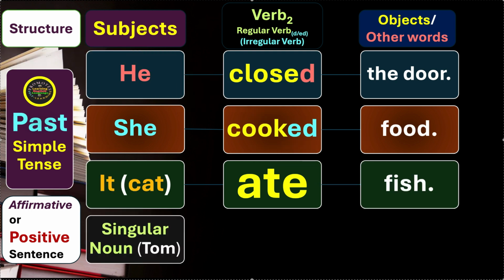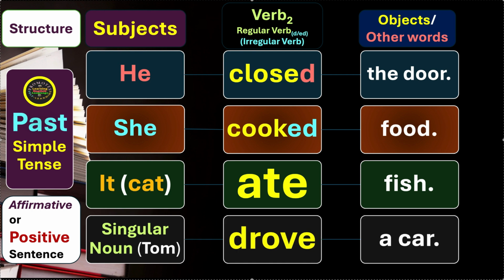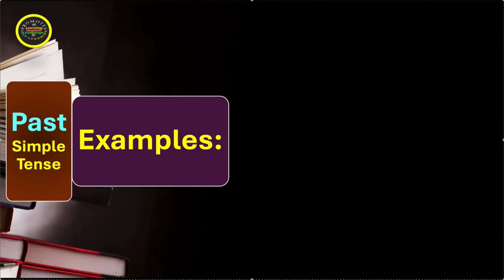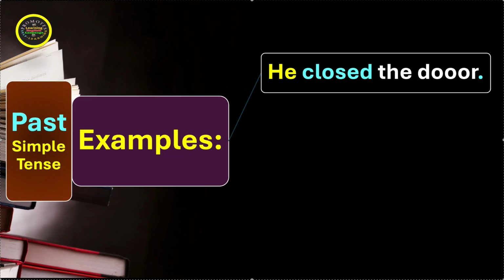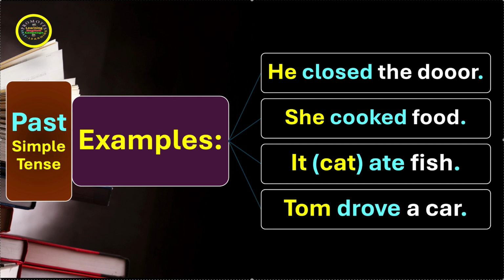Likewise, we have a singular noun, Tom. Here it could be any name: David, Ali, Fatima, Rani, Sita. Then we have the second form of the verb, irregular form, drove. And then we have an object. Now let's talk about examples of past simple. He closed the door. She cooked food. It, for cat, ate fish. Tom drove a car.